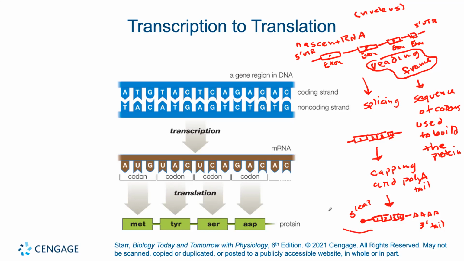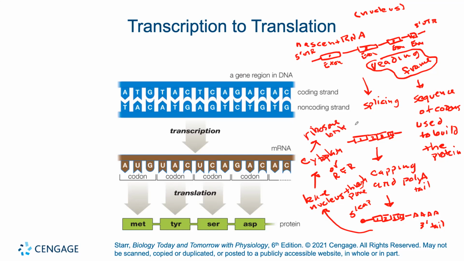Then what happens? Well, we leave the nucleus through a pore. And then in the cytoplasm, or rough ER, the ribosome binds at the five prime end. And then we have translation.